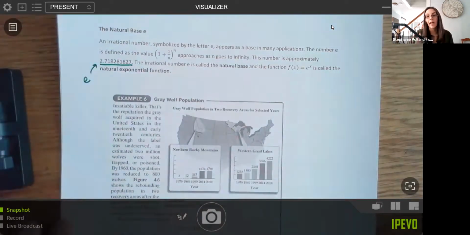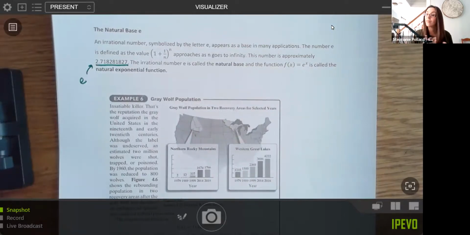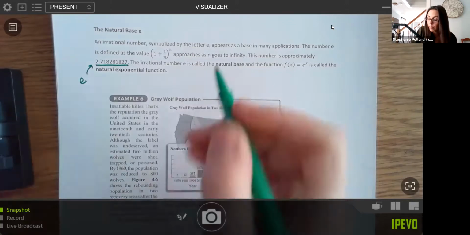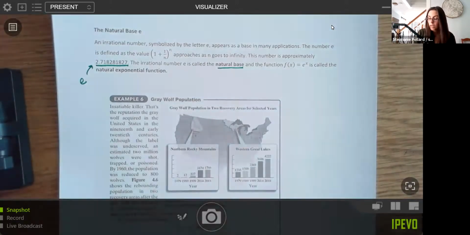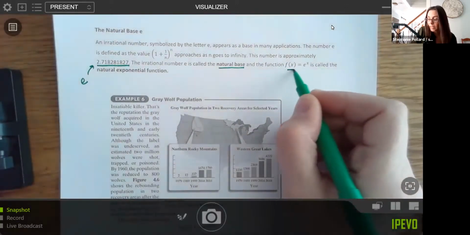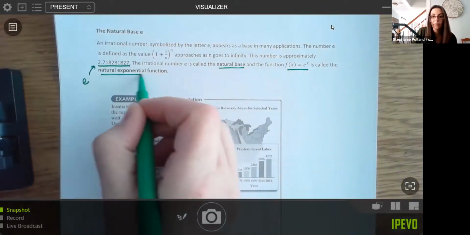Very similar to how we have that pi is about 3.14, right? So it's another irrational number that occurs very often in nature, and in the world around us. So it's a common base. We call it the natural base. So your function looks like this, and it's called the natural exponential function.